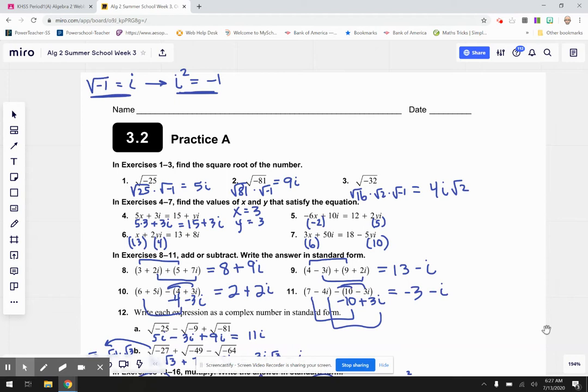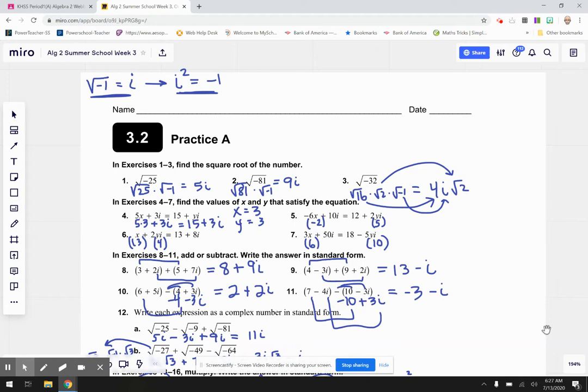Number 3 breaks down into smaller pieces. 16 times 2 would be 32. You could also use 4 times 8, but with 8, you can then take another 4 out. So it'd be better to use 16 because it's a bigger square root. So 16 times 2 times -1, this comes out as the 4, and this comes out as the i, but the radical 2 cannot come out, so it stays in. So that was 3.